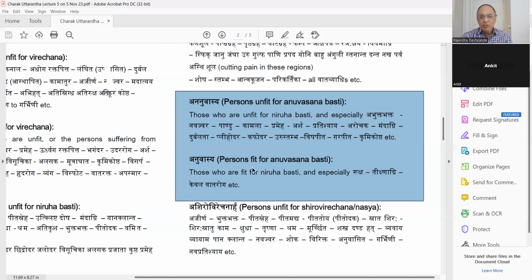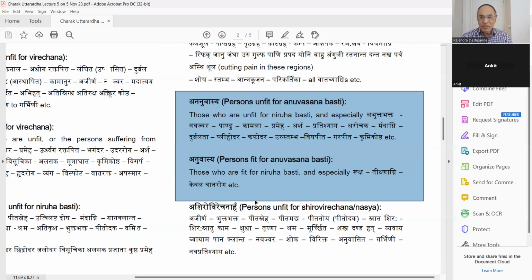Now, where you can give the Anuvasana Basti, who are indicated, who are fit. Basically, those who are fit for the Niruha are also fit for the Anuvasana, especially Rukshata. Whenever there is extreme dryness in the body, Vata dosha, Dhatu Kshayajanya Vata Prakopa, always give Anuvasana. Tikshnagni and Kevala Vata Roga.